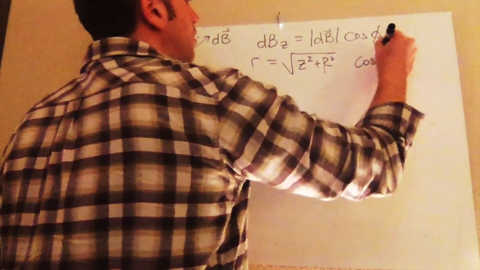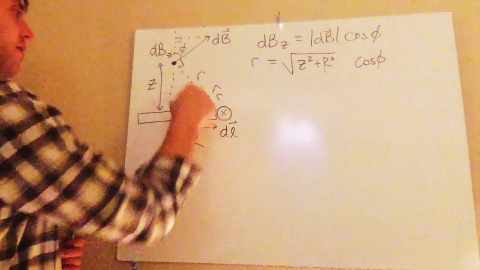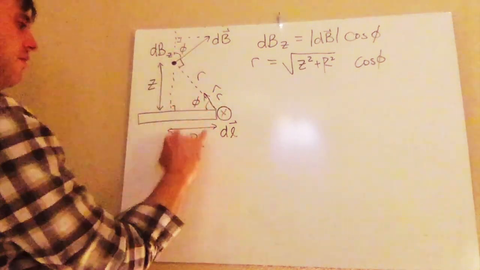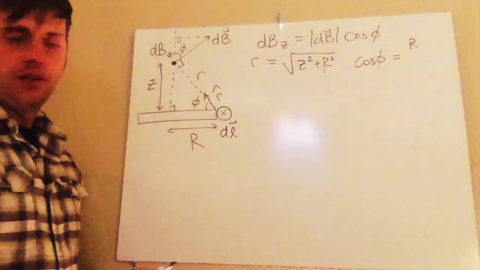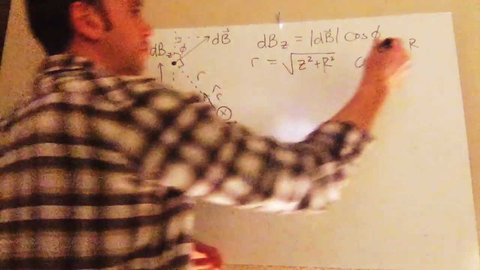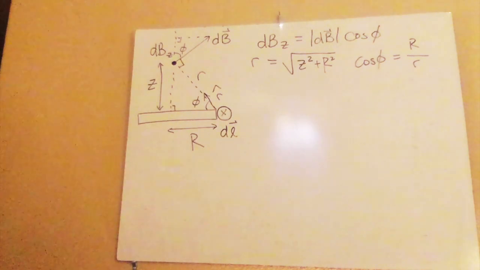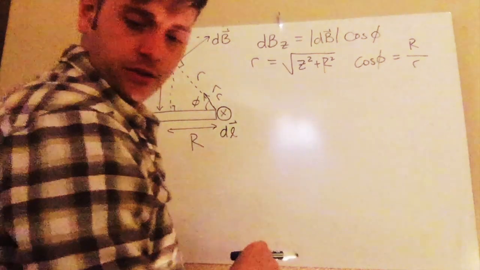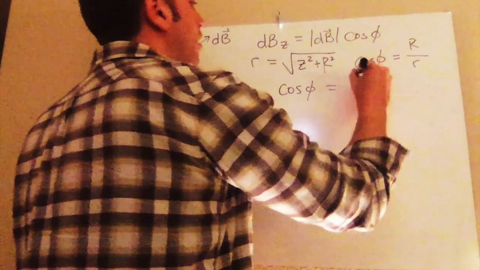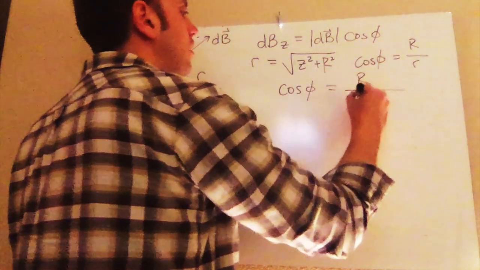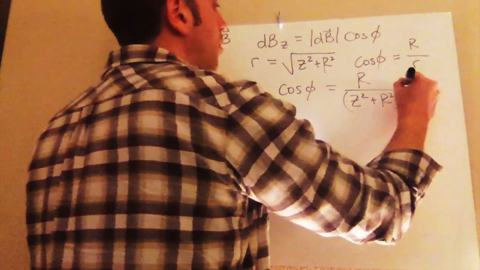Also, using that same triangle, we can figure out that cosine of phi, well, it's the adjacent side of this triangle. The adjacent side is capital R, and the hypotenuse is lowercase r. So that's the cosine of the angle. That means I can write the cosine of the angle like this. It's big R divided by the square root of z squared plus big R squared. Or I could write that as the 1/2 power. I'm talking about a square root.